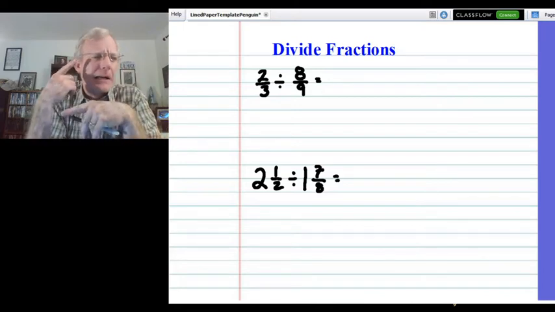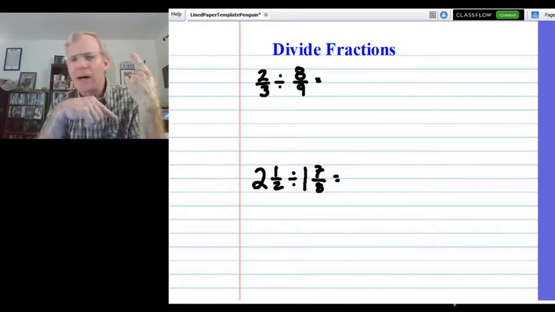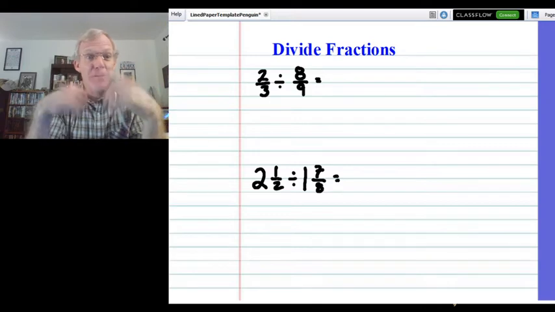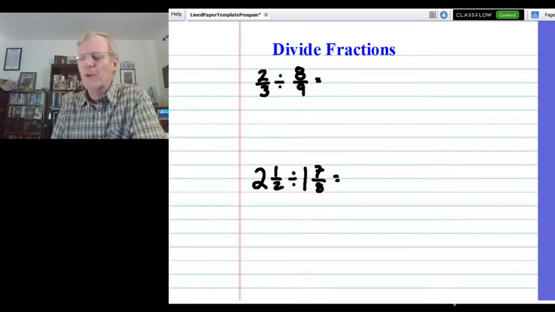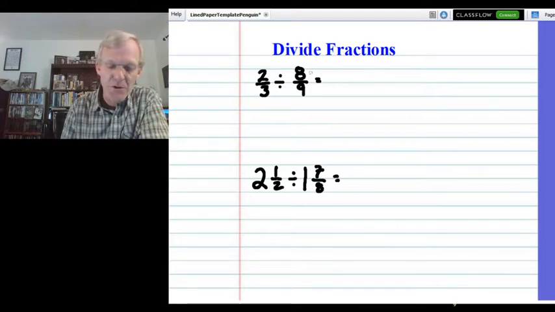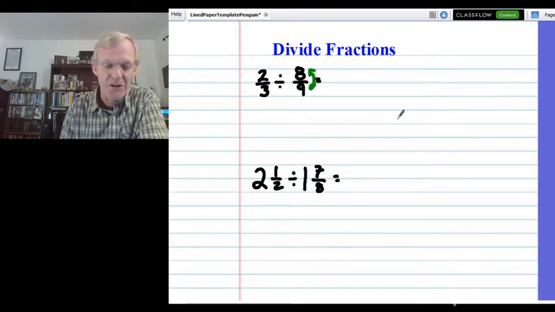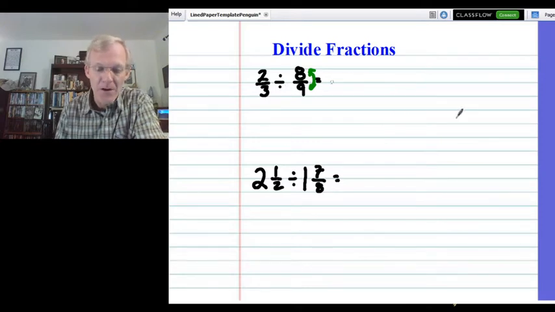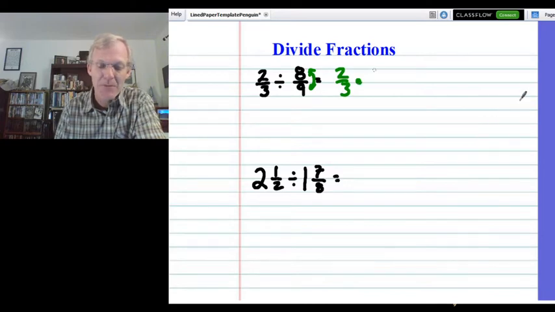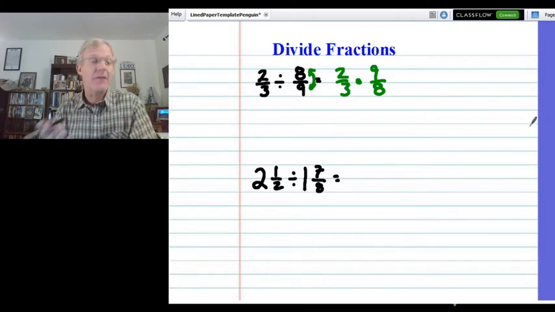Multiplication by the reciprocal. Right, we flip the fraction. Which one? Multiplication by the reciprocal means we would switch the second one, because we're going to change that to multiply by the reciprocal here. Okay, so we're going to end up with 2/3 times 9/8, the reciprocal being the flip of 8/9 in this case.